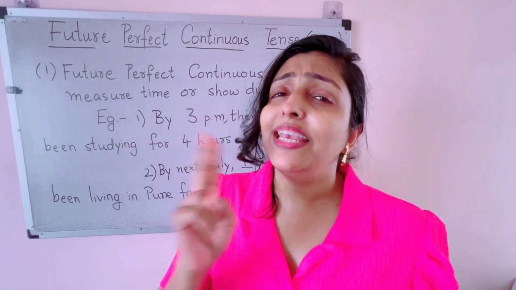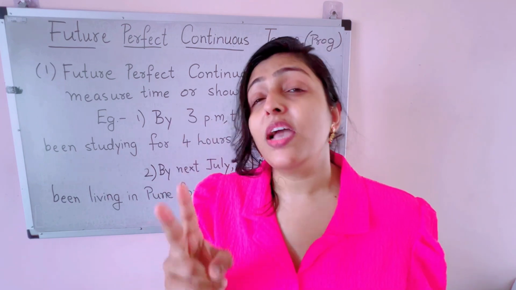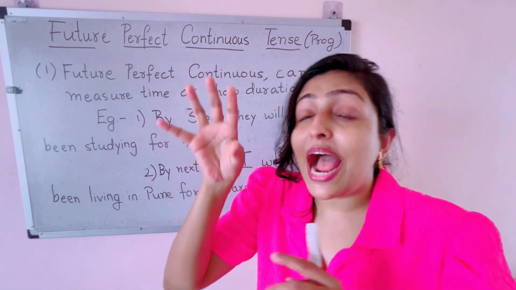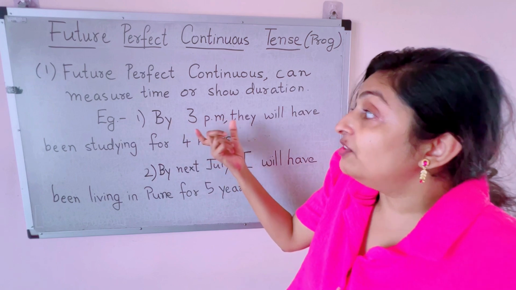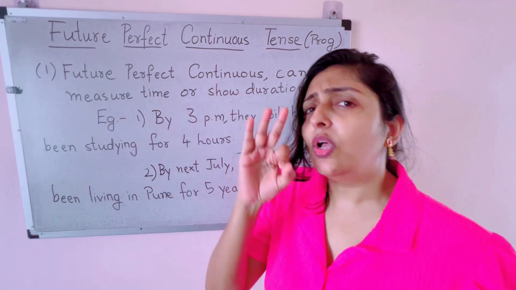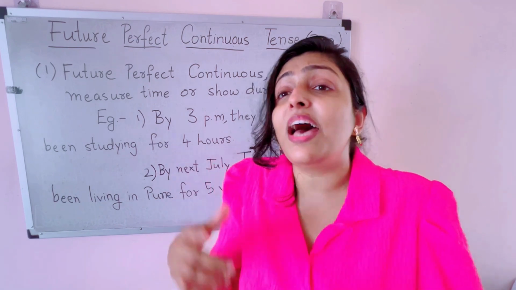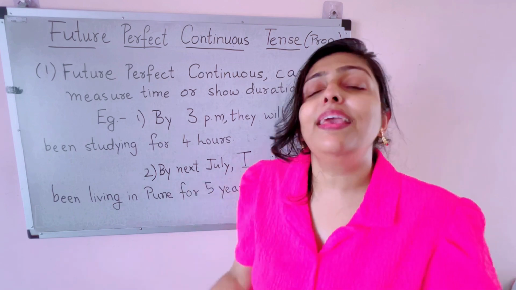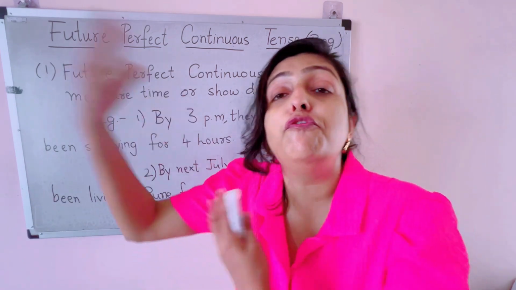Now, what was the second important point I mentioned? You use time expression in future perfect continuous. So that point is also getting fulfilled here. By 3 p.m. is a time expression. What was the third important point? Do you remember? Currently the action is unfinished, but the action will get finished at a specific point in the future.